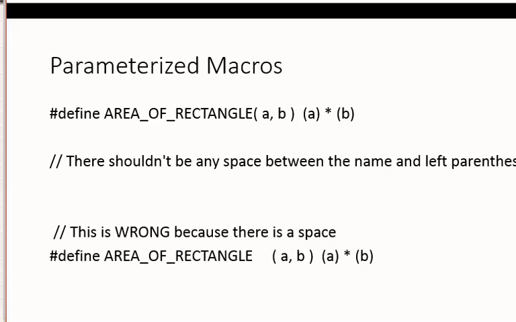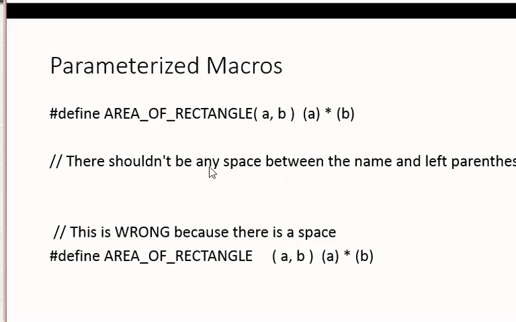Parameterized macros. This is also very important. You can pass parameters to your macro. In this case, I've defined area of rectangle a comma b as parenthesis a times parenthesis b. You might want to experiment to see why I have used parentheses in this case, and not a regular a times b.